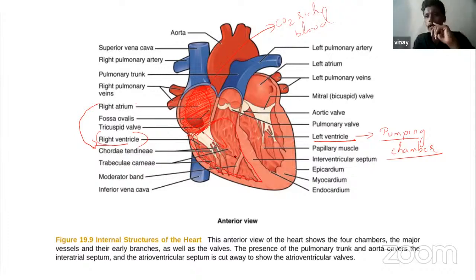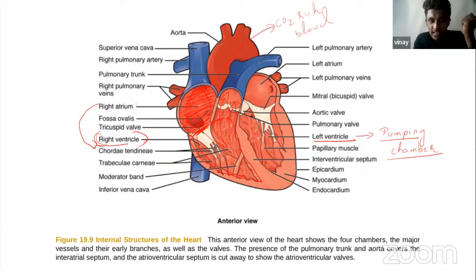Now, what do we do with this deoxygenated blood? Where should it go for oxygenation? It has to go to our lungs, correct, right? So that is what our right ventricle does. The right ventricle receives the blood from our right atrium. Once these ventricles are full, again it will contract. Once the right ventricle contracts, the blood starts moving towards the pulmonary trunk.